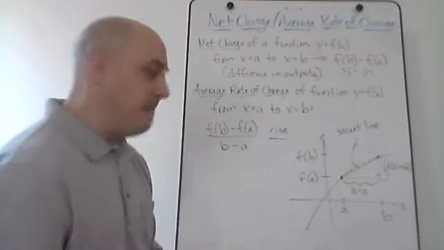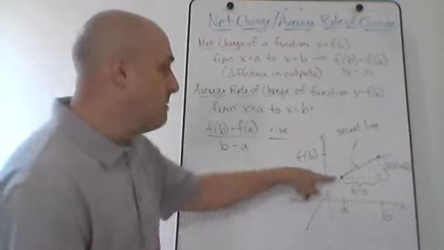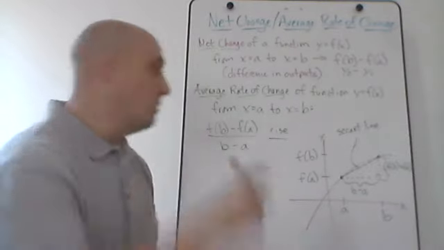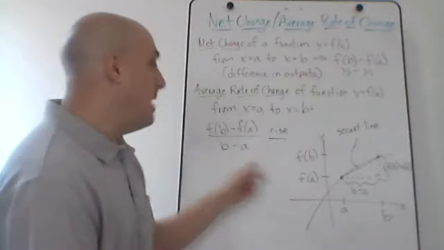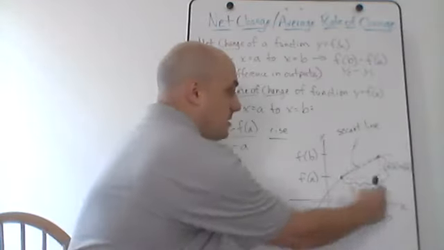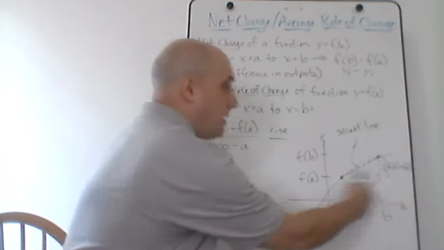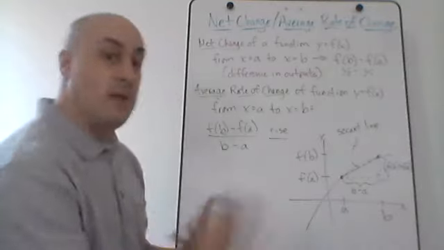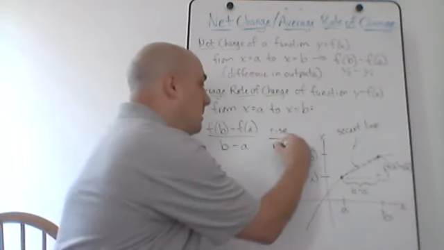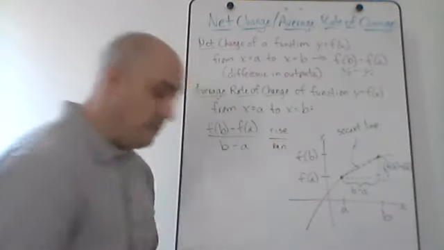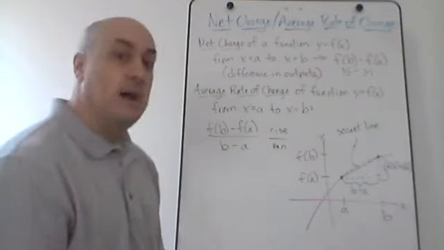How far is the graph moving up or down from this point to that point? Just the difference in the y values. And then the b minus a, that's the horizontal distance from this point to that point. The difference in the x values gives me that horizontal distance, which is the run, which should look familiar from when we talked about the slope formula.